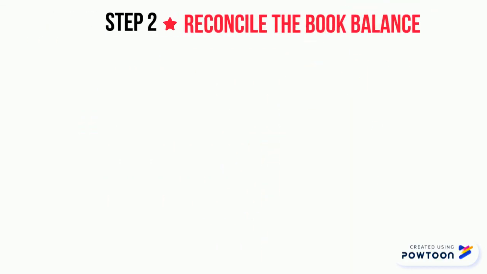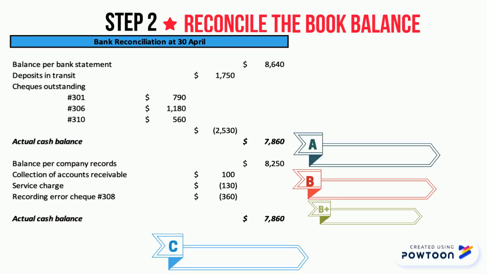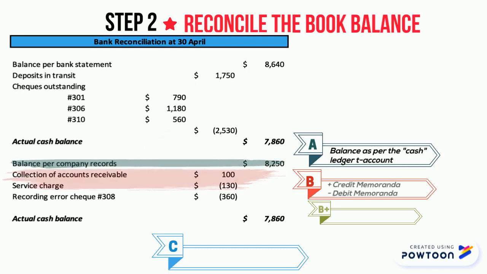The second step in a bank reconciliation is to adjust the cash balance reported on the business's books to the actual cash balance. The book balance can be found in the cash T account. To do this, we add any credit memoranda such as the collection of receivables or interest on a note, and then subtract any debit memoranda such as service fees and dishonored checks. This step also involves adjusting for any errors made by the business, such as an overwritten check. After reconciling the book balance, it should now be equal to the actual cash balance.